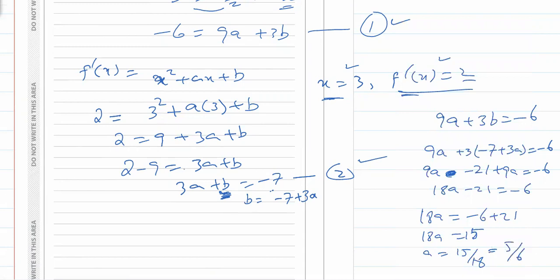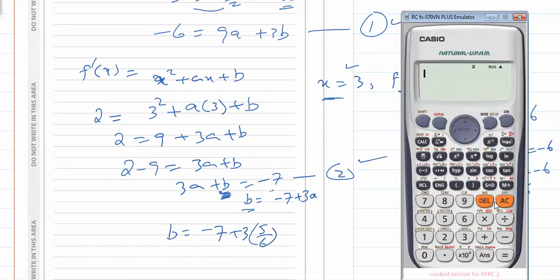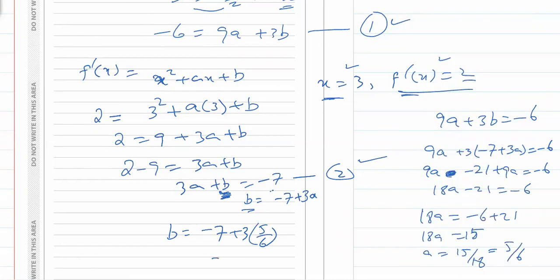And this value of a you finally put here. So you will get b equals minus 7 plus 3 into 5 over 6. So minus 7 plus 3 into 5 over 6 is minus 9 over 2. So the value of b is minus 9 over 2.